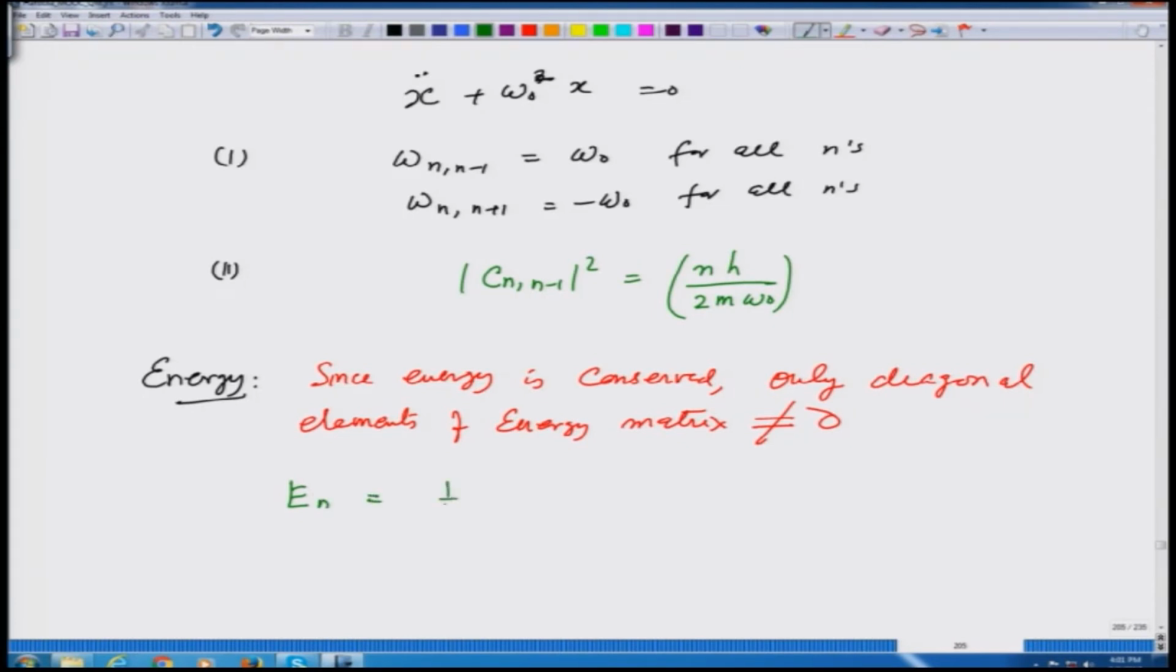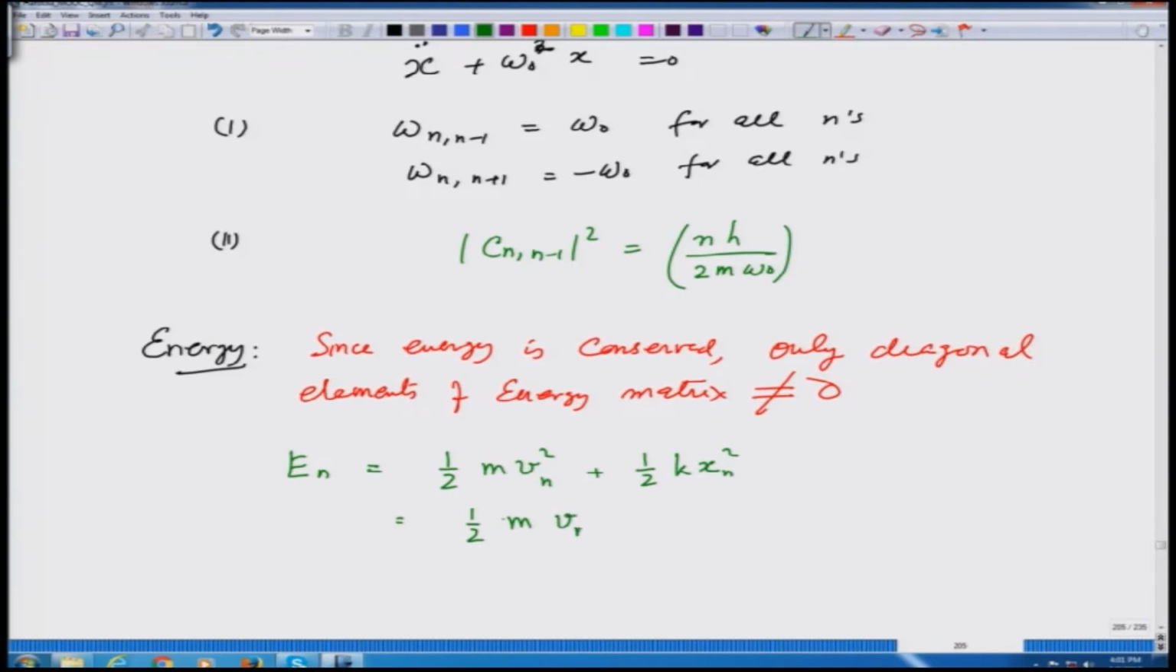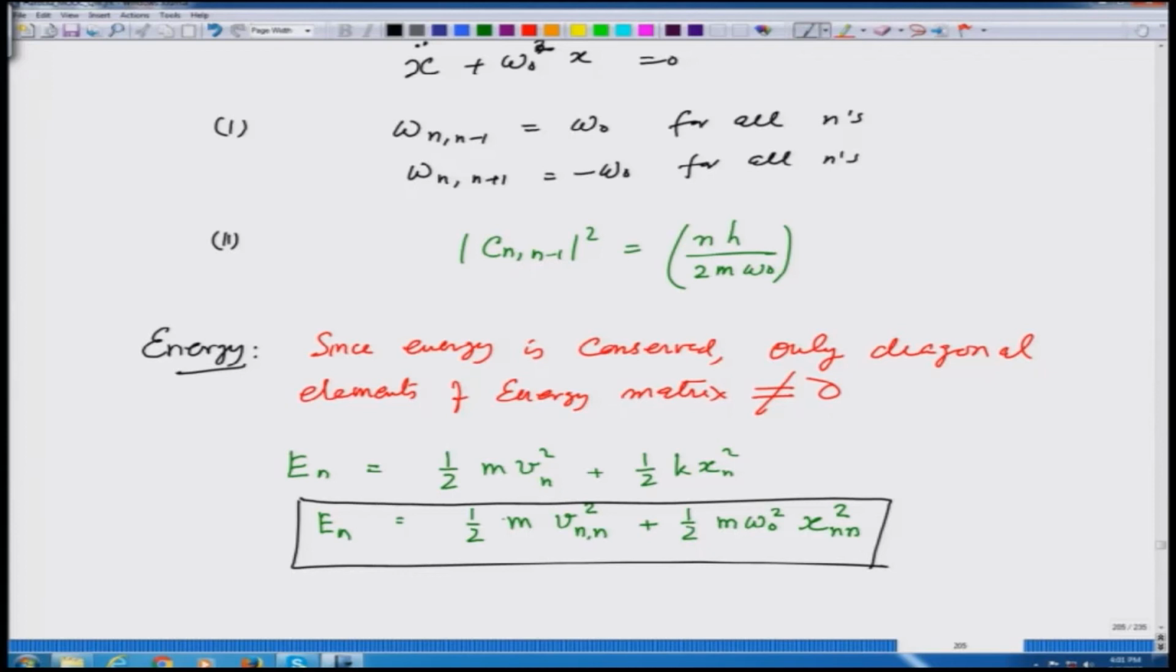So, if I want to calculate the energy for the nth level, this would be equal to 1 half mv square for the nth level plus 1 half k x square for the nth level. And this is 1 half m, in quantum mechanical notation it will be v n n square, because that is the diagonal term, plus 1 half k is m omega 0 square x n n square, and that will be the energy for the nth level. This is what we need to calculate now for the system to get the nth level energy, and let us do that next.